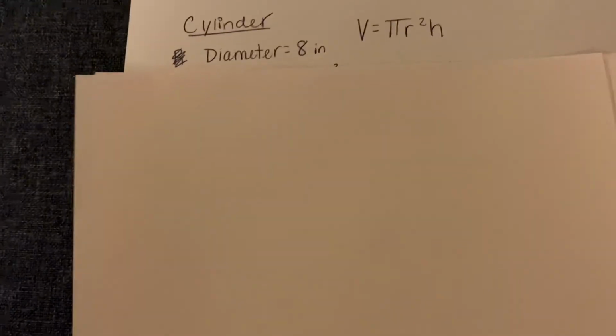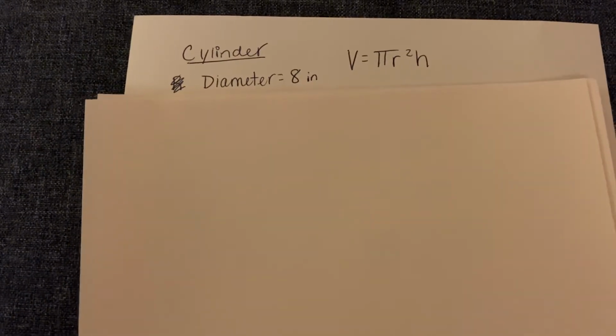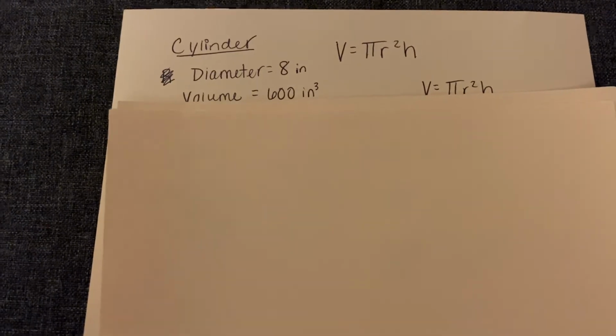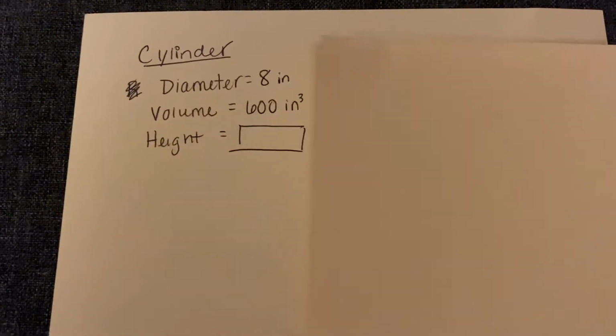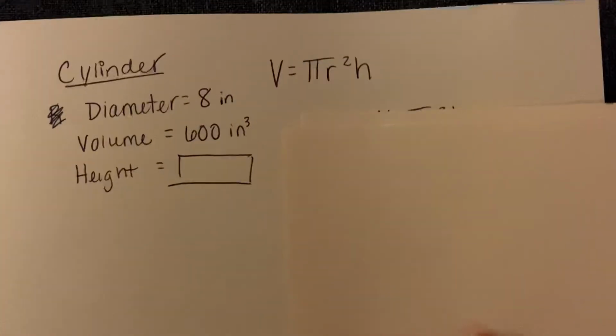The cylinder right here. So we're going to have a cylinder. Now I'm going to tell you that the diameter is 8 inches. Okay. And the volume is 600 cubic inches. I want to know the height. So that's my goal right now, is I need to know the height.